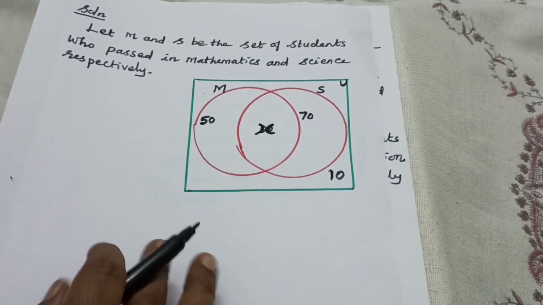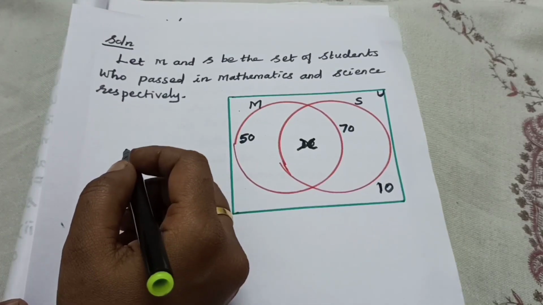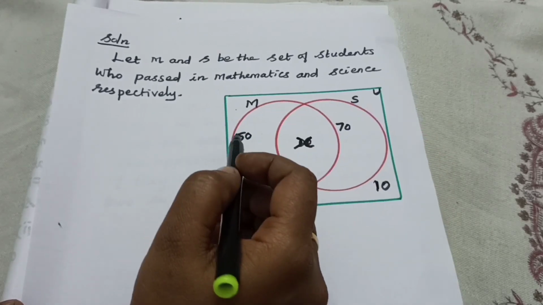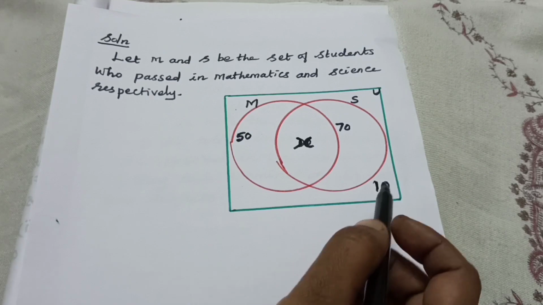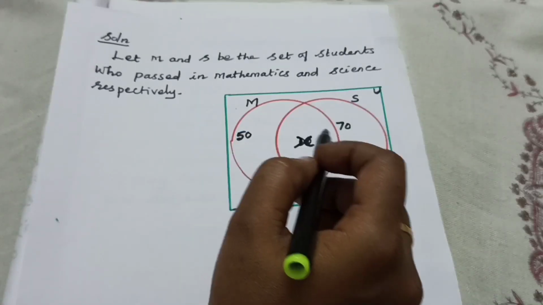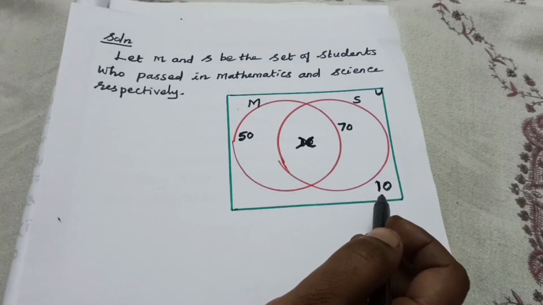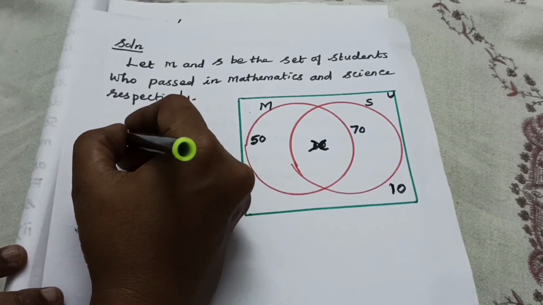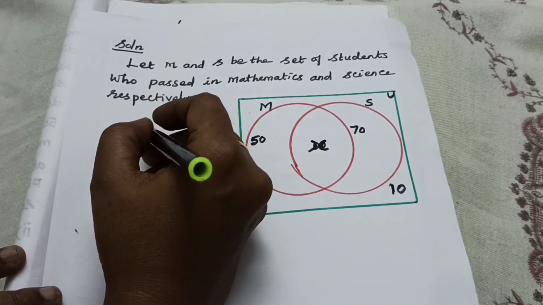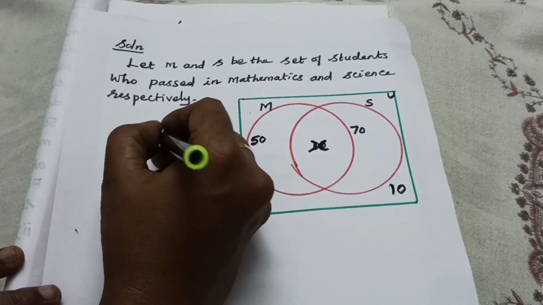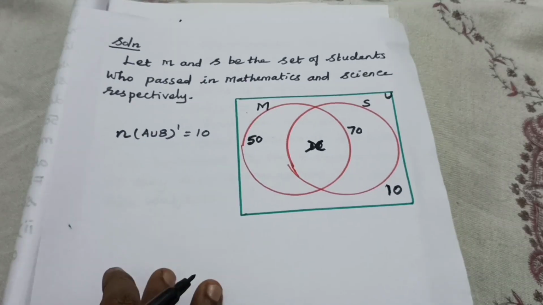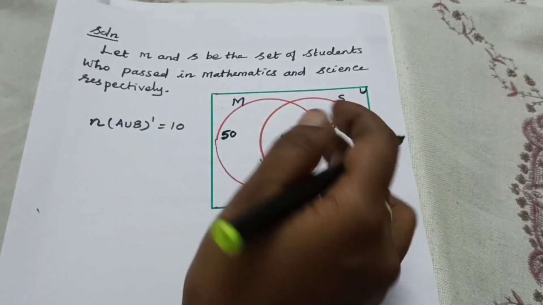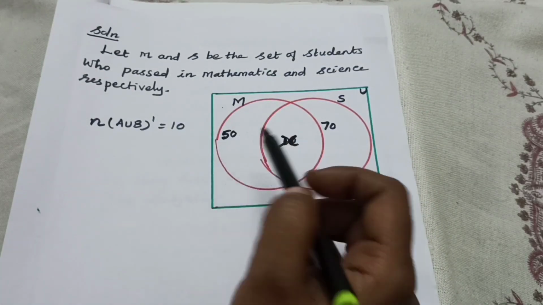Have you understood? So we can write what? A union B, B means fully it will come. And then n of (A union B) the whole dash means this 10, except A union B the remaining. This 10 only it will come. Okay. From the Venn diagram we can write n of (A union B) the whole dash is equal to 10. Have you understood?